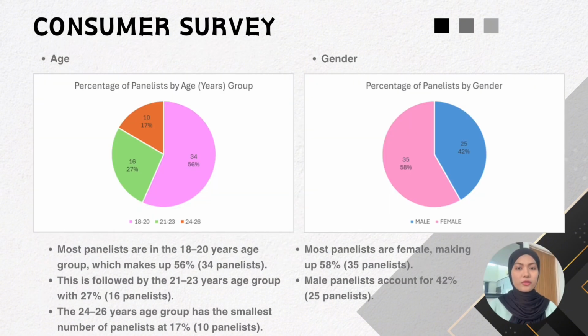Based on the consumer survey, most of the panelists were aged 18 to 20 years, making up 56% of the participants. This was followed by the 21 to 23 years age group at 27%, and 17% were aged between 24 to 26 years. In terms of gender, 58% of the panelists were female, while 42% were male. Overall, this shows a fairly balanced representation of young consumers.